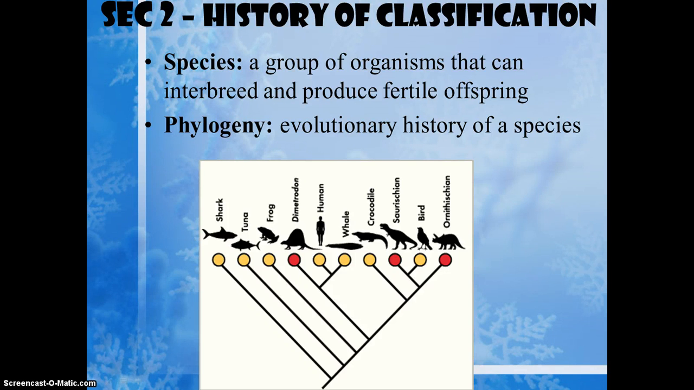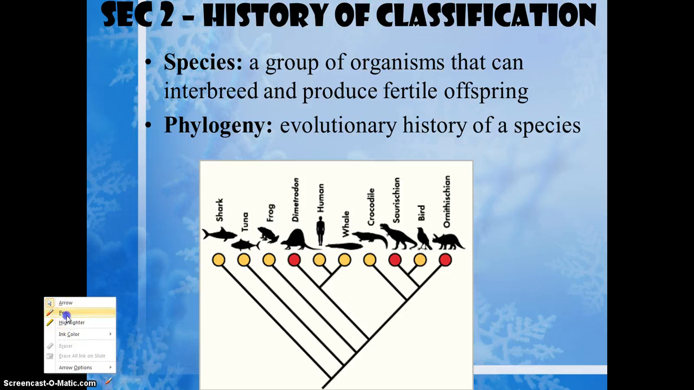Section 2, History of Classification. Just a couple more definitions. Species: a group of organisms that can interbreed and produce fertile offspring. A phylogeny: the evolutionary history of a species. Let's look at this phylogenetic tree, or another name is what we call a cladogram.